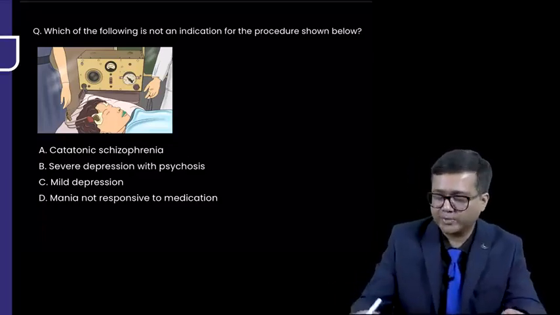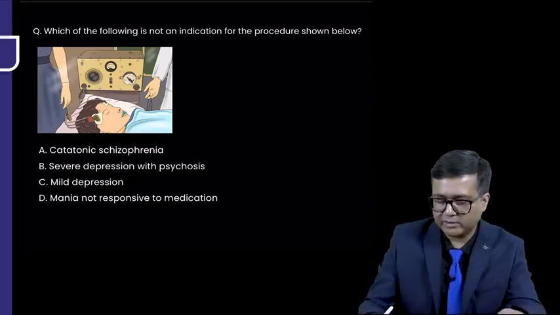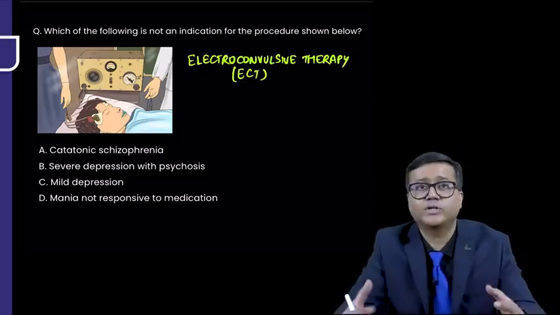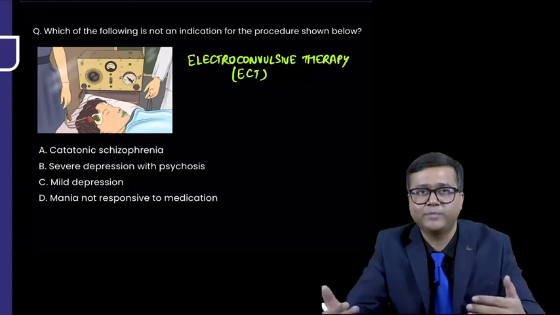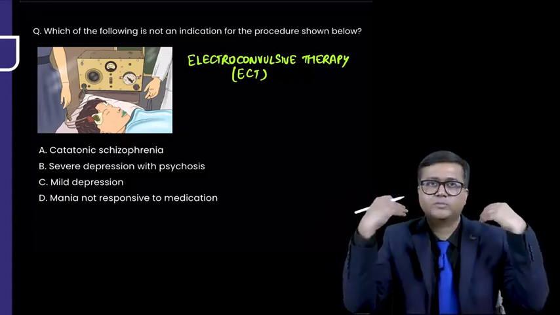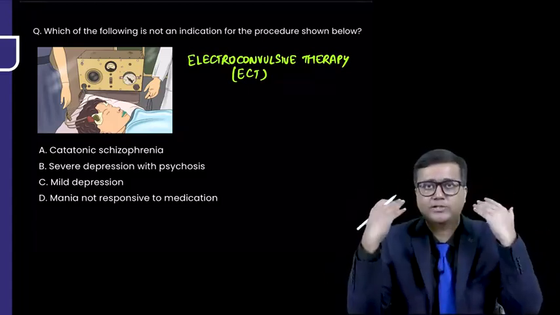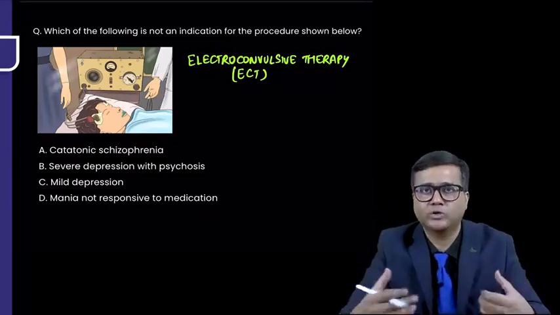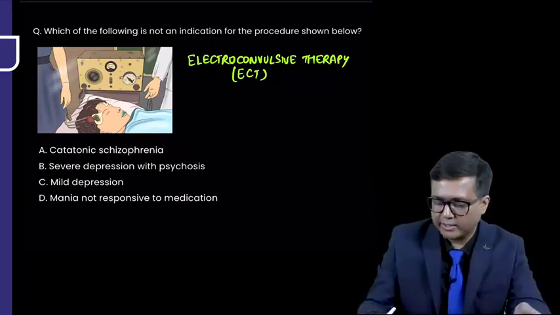If you see, the patient is lying unconscious under anesthesia and bilateral electrodes have been placed. So what is this procedure which is being done? It is electroconvulsive therapy, or ECT. So basically electric current is passed through the electrodes and it is producing a convulsion or a seizure. Okay. So it is ECT.